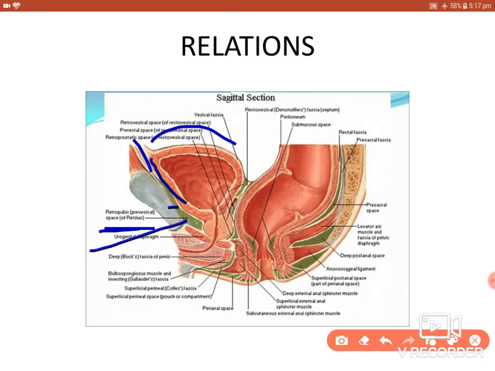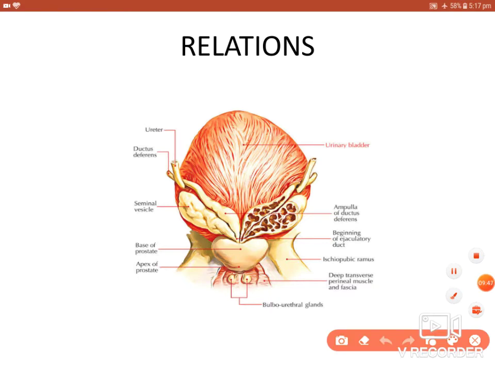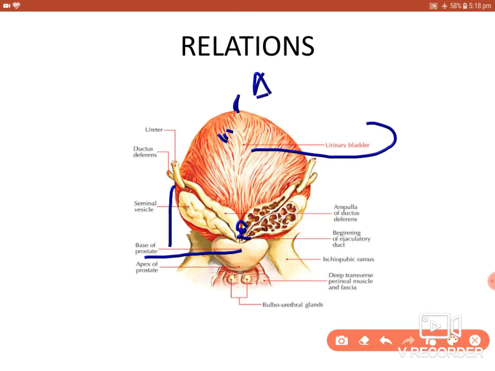Then here there is the base. The base is related to some structures. You can see here, this is the prostate. Here you can see this is the urinary bladder. This is the view from behind. Here we get the neck of the bladder. See, this is the superior surface. Here this forms the apex. This part is the base.